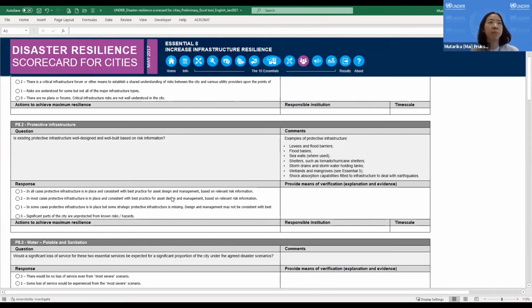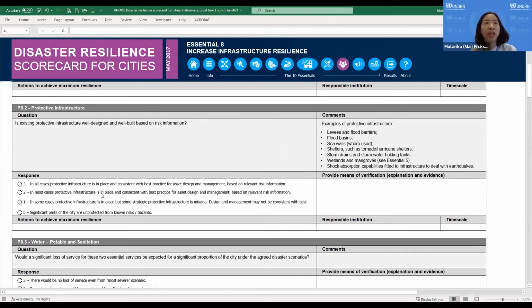So let's take 8.2 as an example. The question asks the city to self-reflect: is existing protective infrastructure well designed and well built based on the recent information? The official would be able to discuss and decide, from zero, that no, the city is not protected from any hazard or risk, up to a score of three, where all of the protective infrastructure, meaning levees, shelters, drainage, and everything you built to protect the city, has been well designed and built according to regulations and based on recent information, meaning your city is very well protected. But if you score somewhere in between, then there is room for improvement.